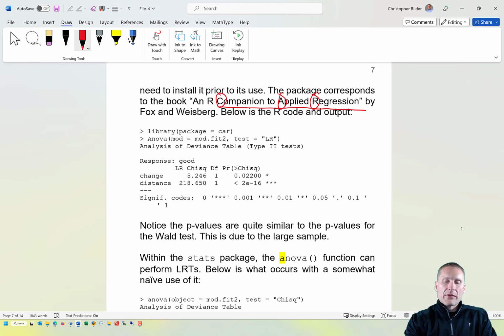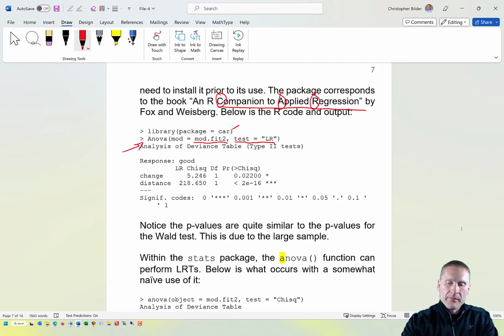Okay, so after I install the package, I say library(car), and then I say capital ANOVA. I put in my results from fitting my model. It's in the mod argument of ANOVA. And then I say I want a likelihood ratio test by saying test equal quote LR end quote.